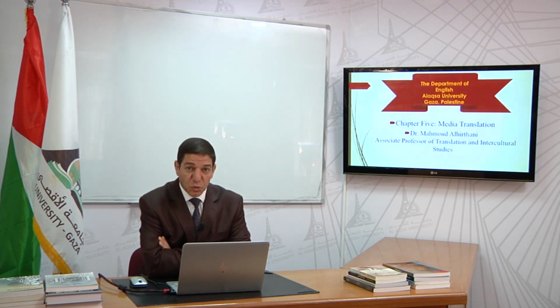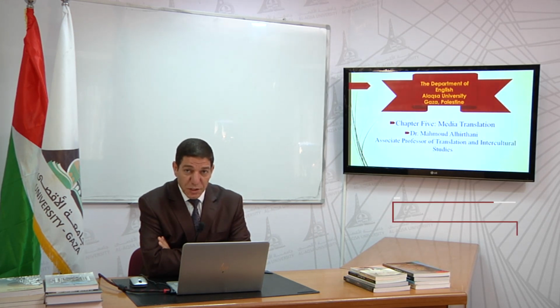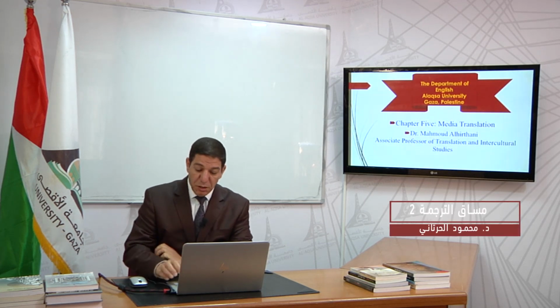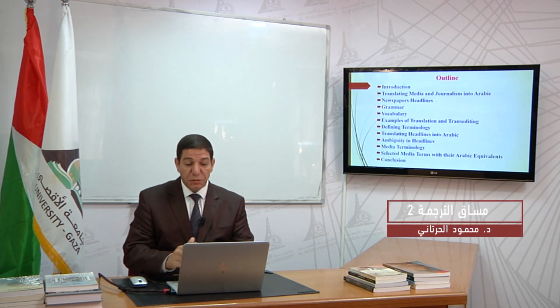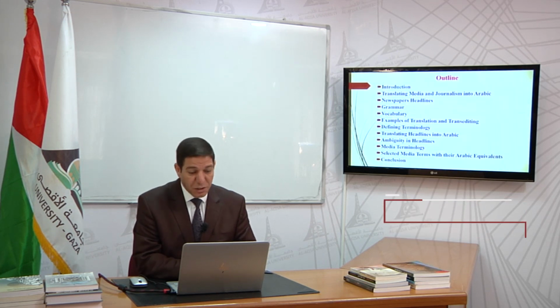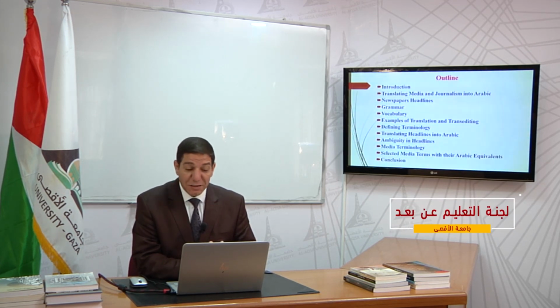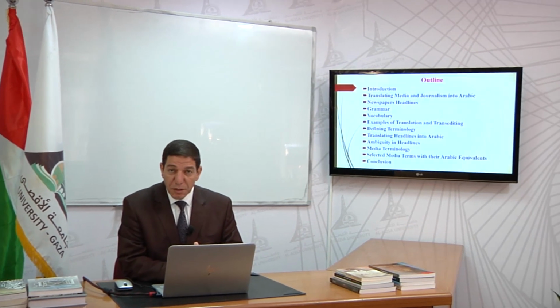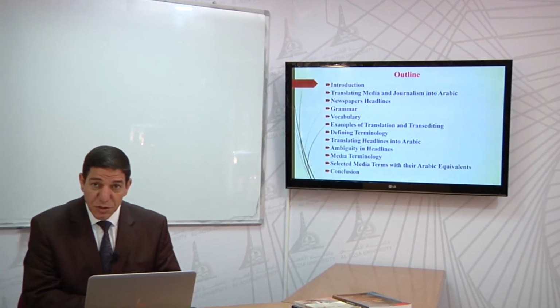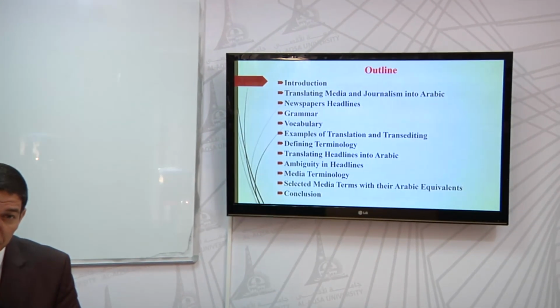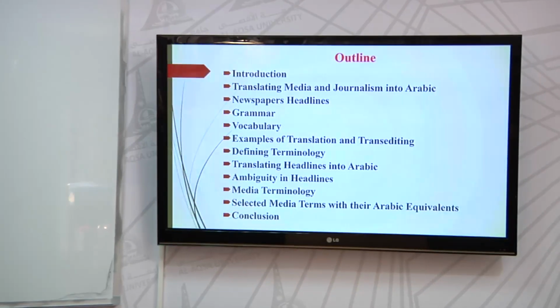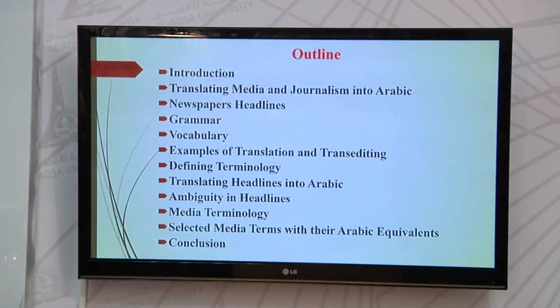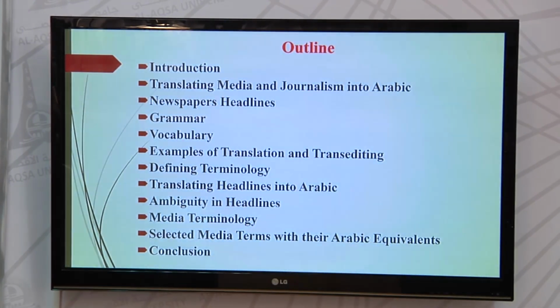Today I am going to talk about chapter 5 in the book, and the focus will be on the translation of media. I first start as usual with an introduction, then I will talk a little bit about translating media and journalism into Arabic. And because newspapers are the major outlet of media distribution, I focus a little bit on media, and because they were the first form of news dissemination also.